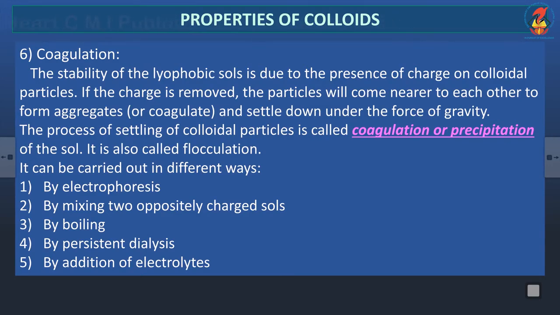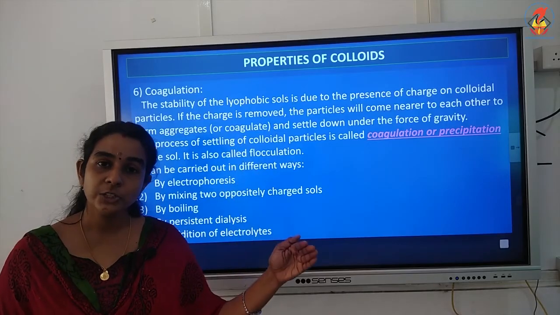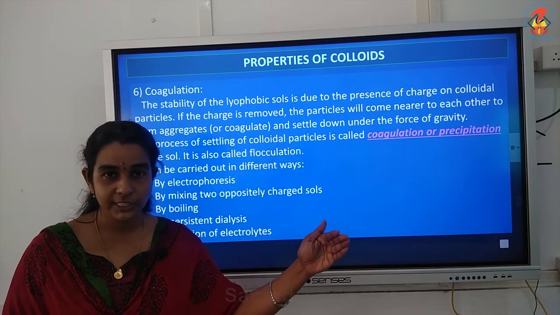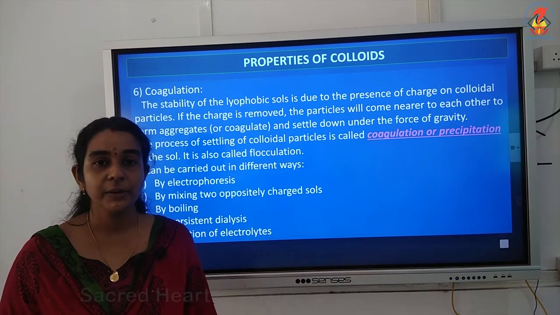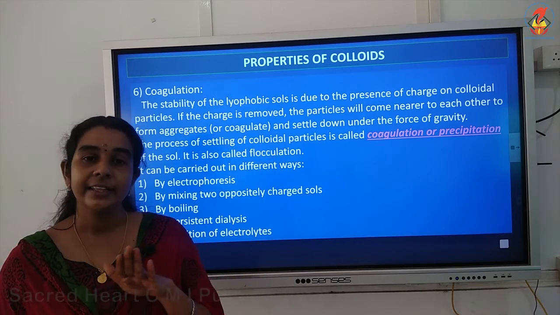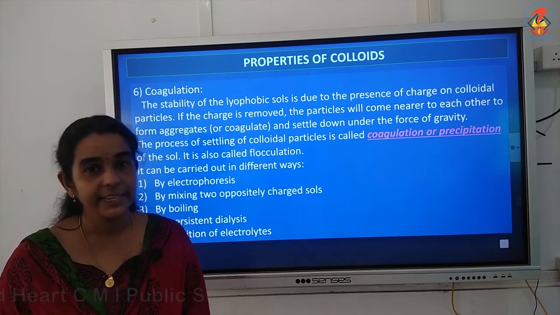By removing the charge. How can we remove the charge? There are so many methods for coagulation. Coagulation is also known as flocculation or precipitation. The first method for coagulation is by electrophoresis. Just now we explained, when the colloidal particles, depending on their charge, move towards oppositely charged electrodes and reach them, the charge will be neutralized and they will be coagulating, precipitating at the bottom.